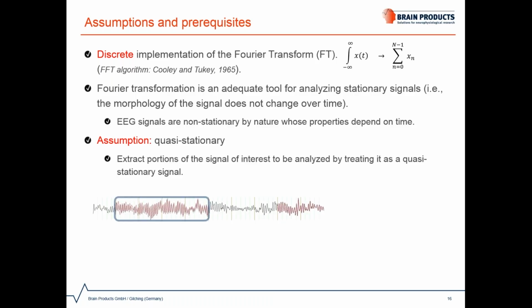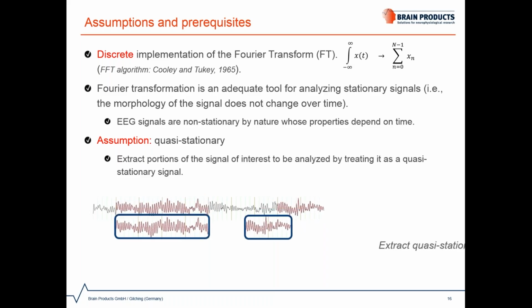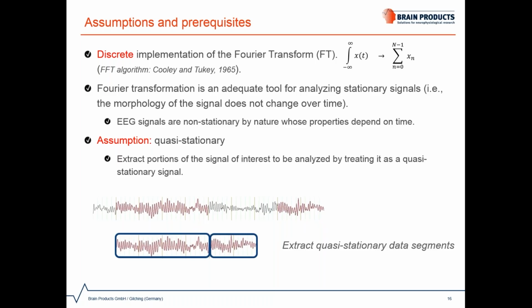Therefore, it's important to apply FFT to those signals that can be assumed as stationary or quasi-stationary. Quasi-stationary signals in the sense that the spectral properties vary slowly with respect to the carrier frequency or the main frequency so that we can still get meaningful results. So when we apply FFT, we need to first extract portions of data that can be considered as quasi-stationary.